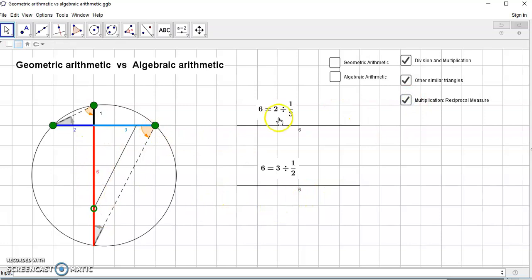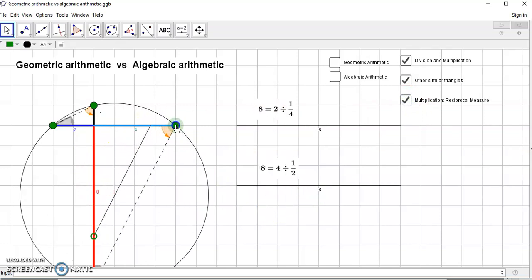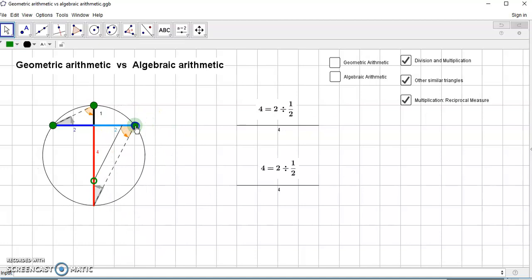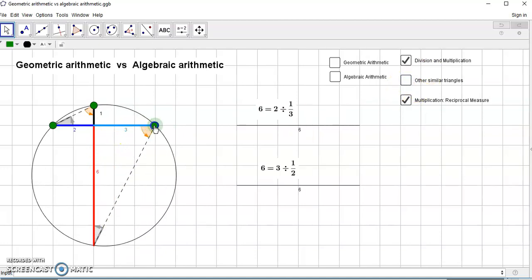Multiplication happens to be a reciprocal measure, okay? So it doesn't matter how you decide you want to do it. You can do it either this way or this way, okay? But the answer is the same.